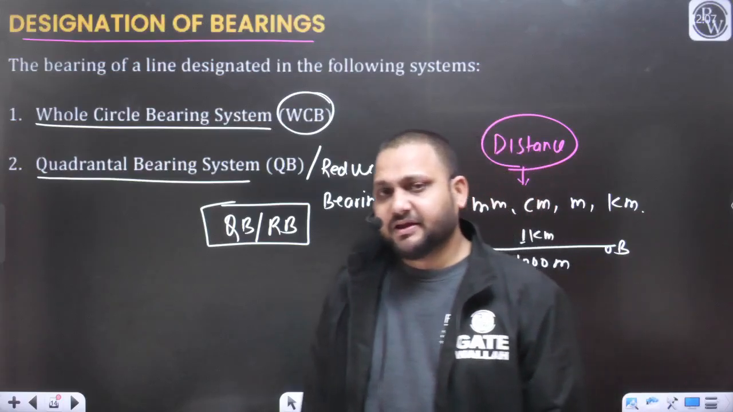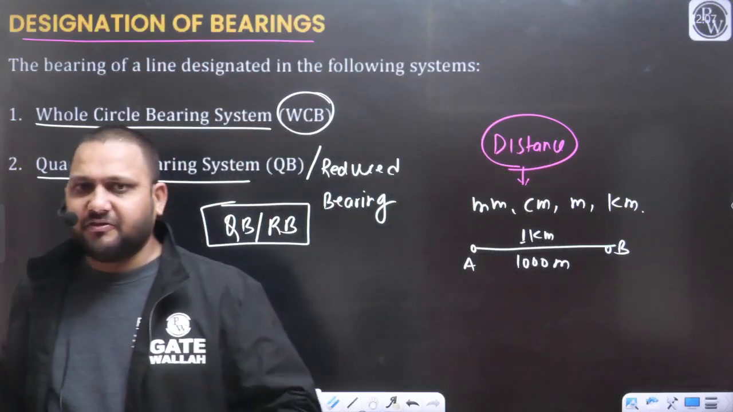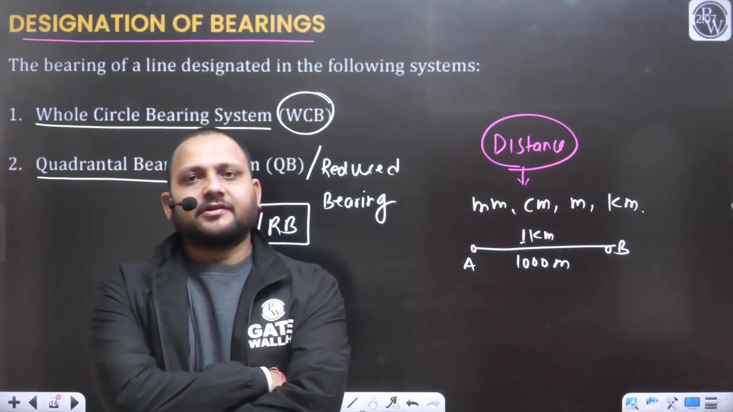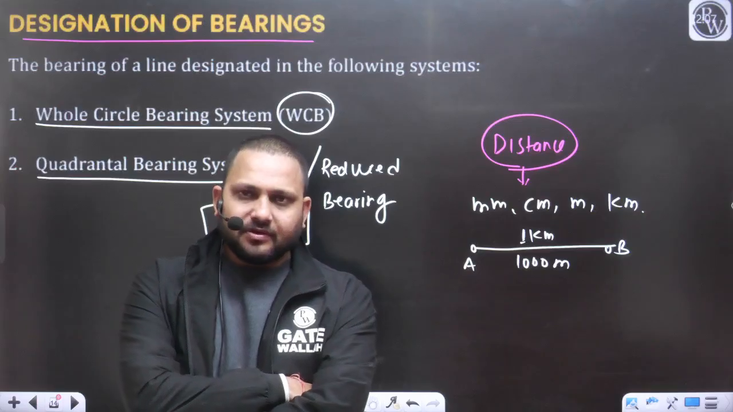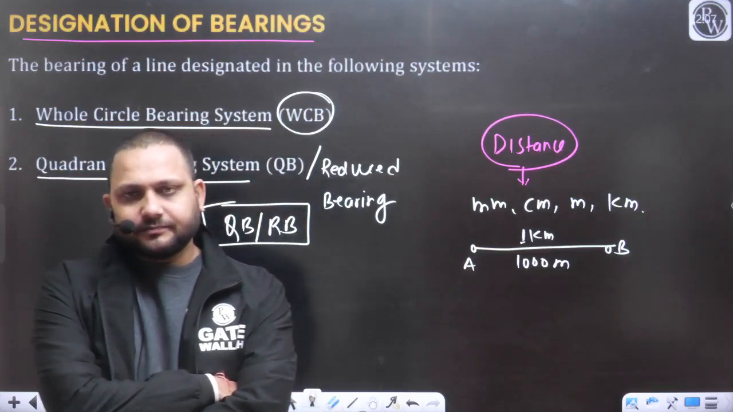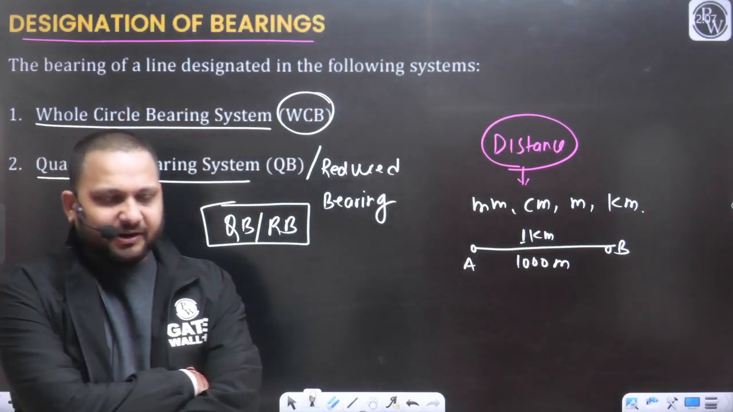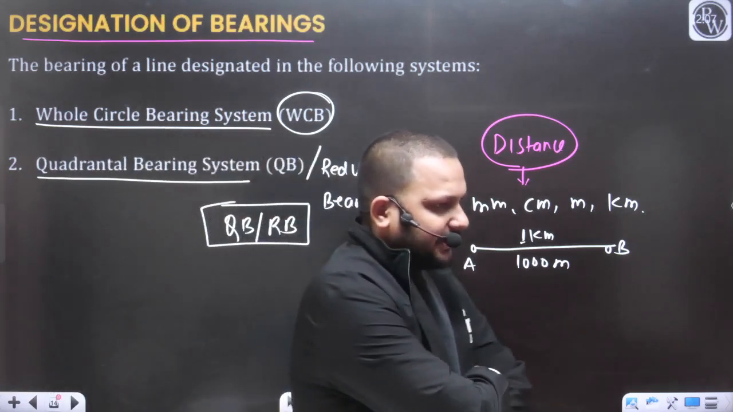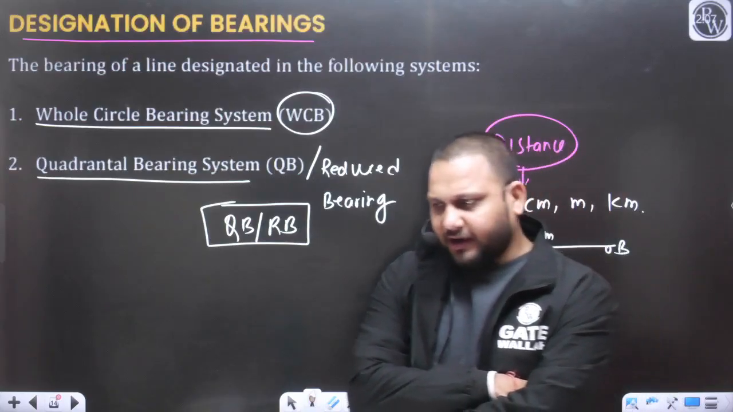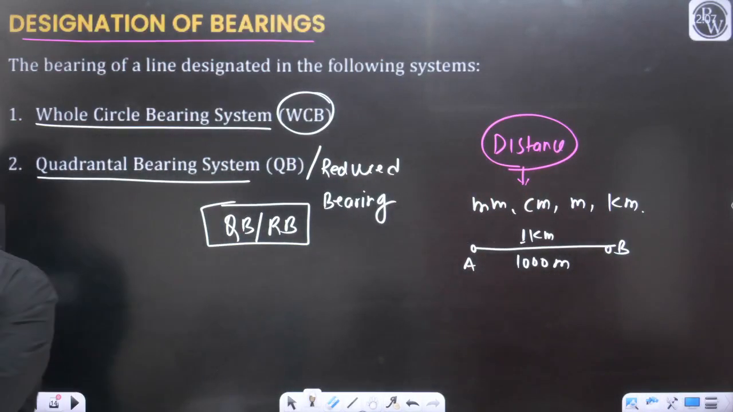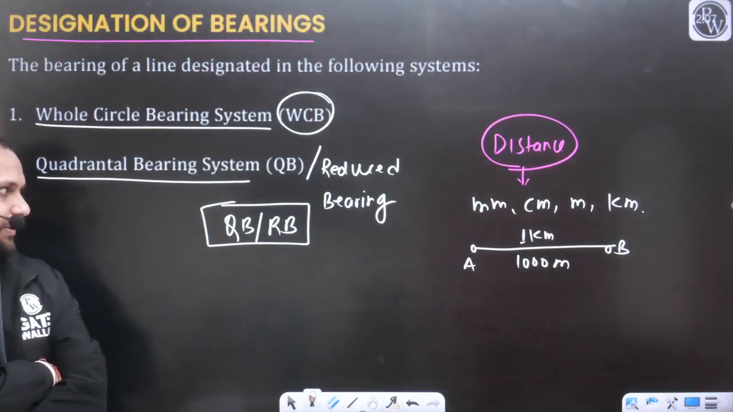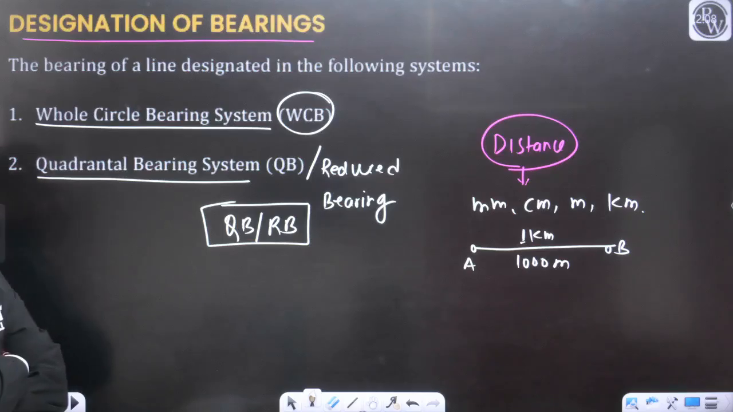In the same way, for the representation of the bearing, we are going to discuss two methods, two systems, but the bearing will remain the same. Only the representation will change. So now let's understand how we can represent the bearing in the WCB system and how we can represent the bearing of any line in the case of the RB or QB system. So let's see the discussion.